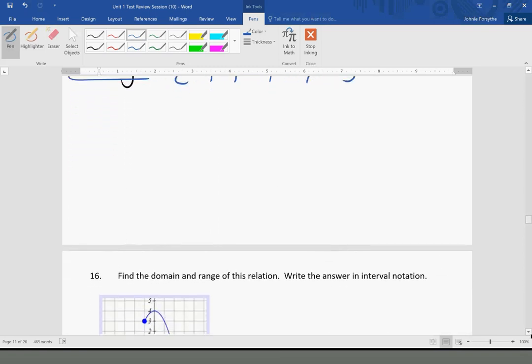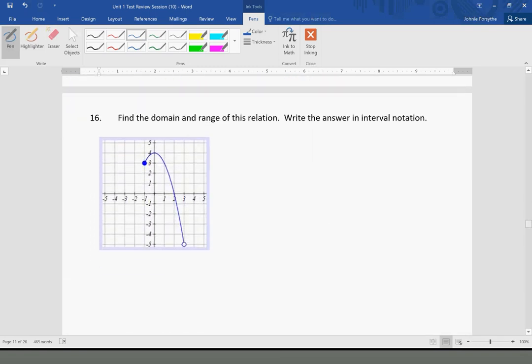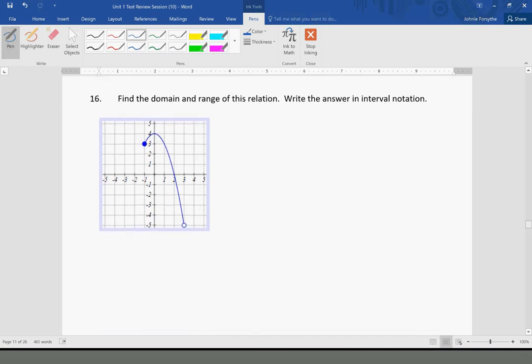That's it. So 16, find the domain and range of this relation. Write the answer in interval notation. Okay, so like I said before, the domain is your possible x values. I'll write it down here. And then your range is your possible y values.